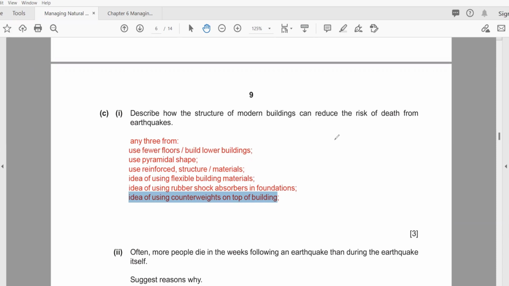Maybe because of diseases that happen after the earthquake. Good, because there is hospital destruction. A lot of things can happen: when the earthquake happens, the building falls down or collapses, and people are inside or under the building, so there's no rescue.